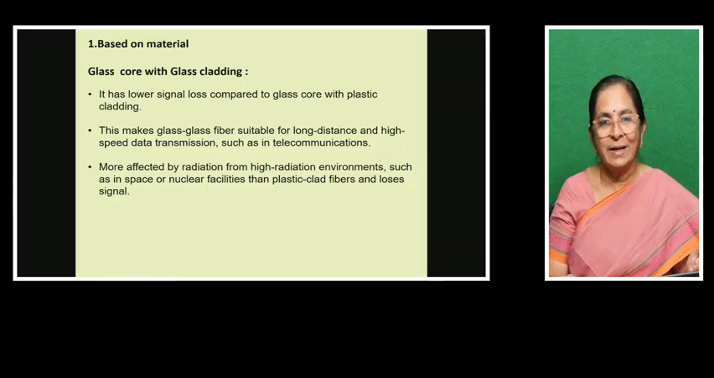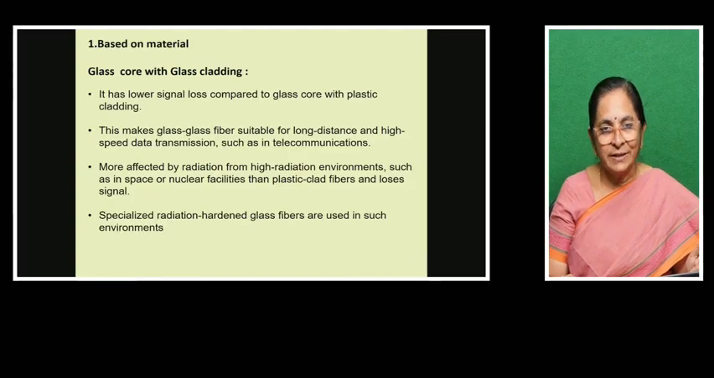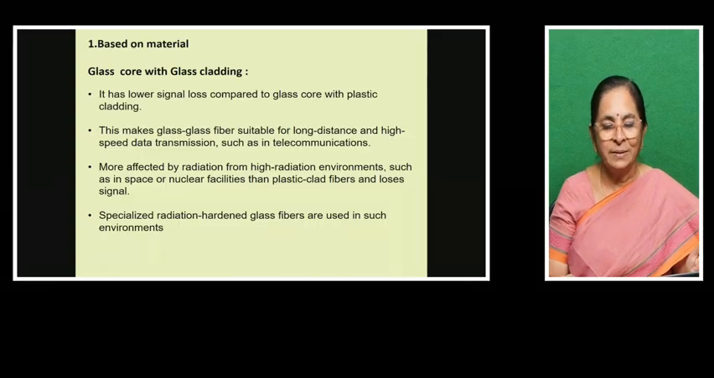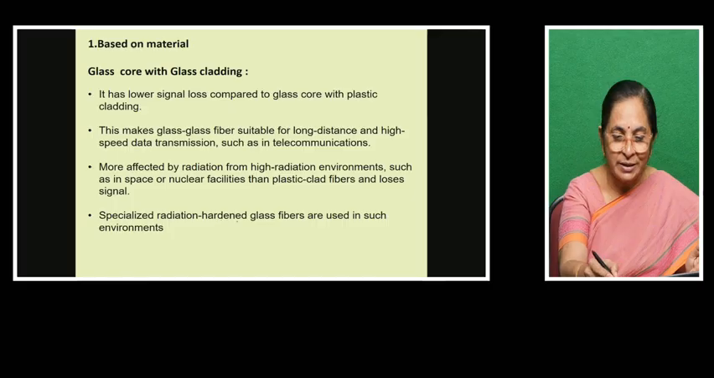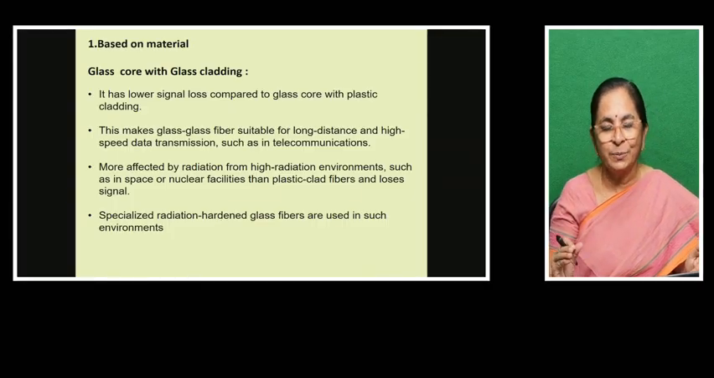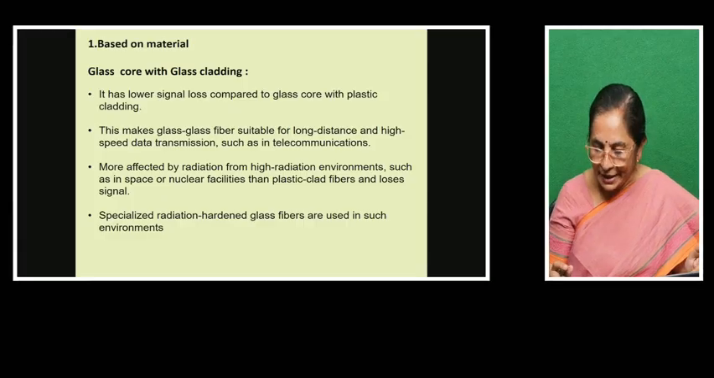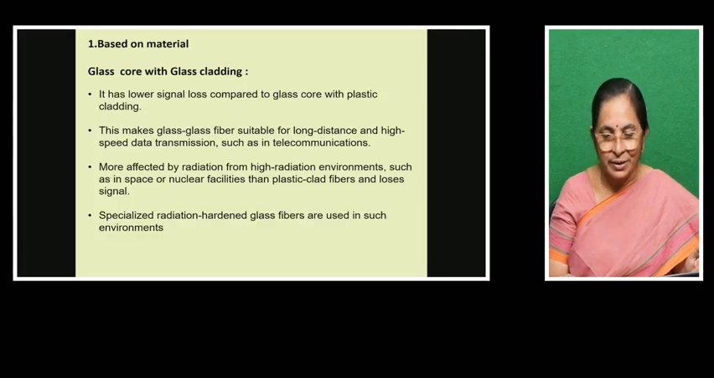So when we compare the glass core with glass cladding with the glass core and plastic cladding, the glass core with plastic cladding will be superior in preventing the radiation reaching the core. So in such case, if you want to use glass core with glass cladding optical fibers and protect it from radiation effects, you need to design specially radiation hardened glass. That is possible by the addition of some impurity atoms while designing the glass core and glass cladding part. That way the cable will be protected from radiation.